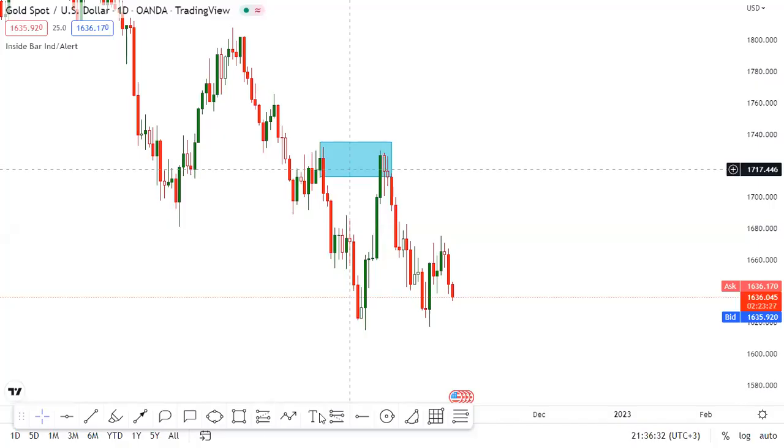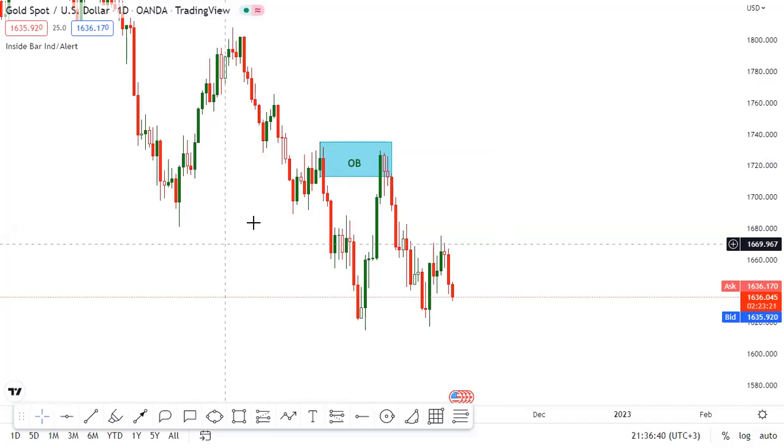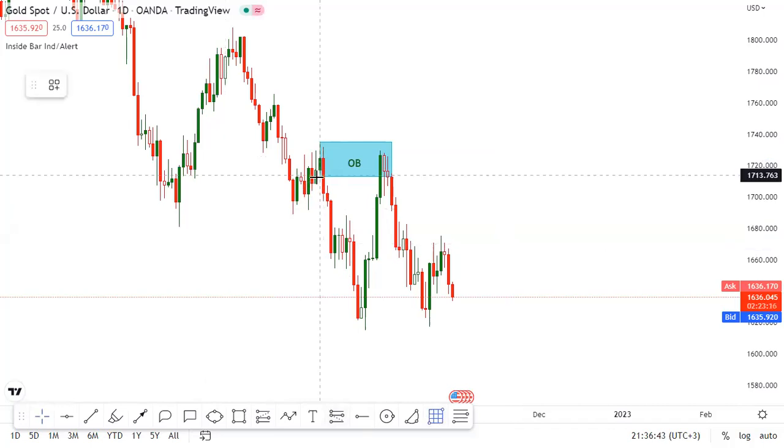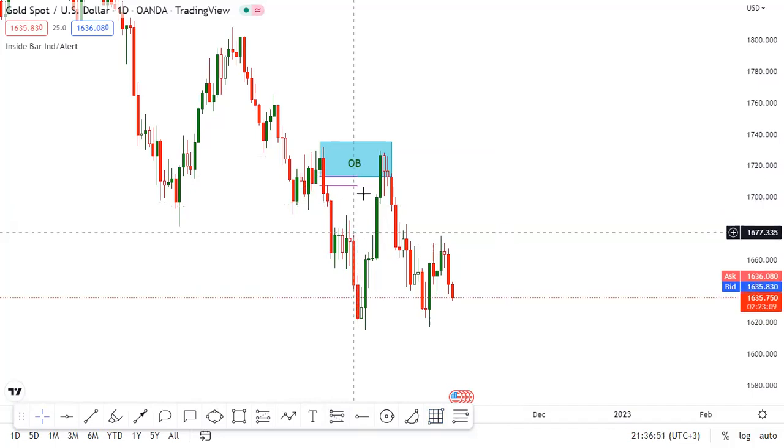So you see here the order block was respected. Why? Because you can see there are also some areas where we see imbalances. Like here, we see an imbalance. You see this area here? That is an imbalance.